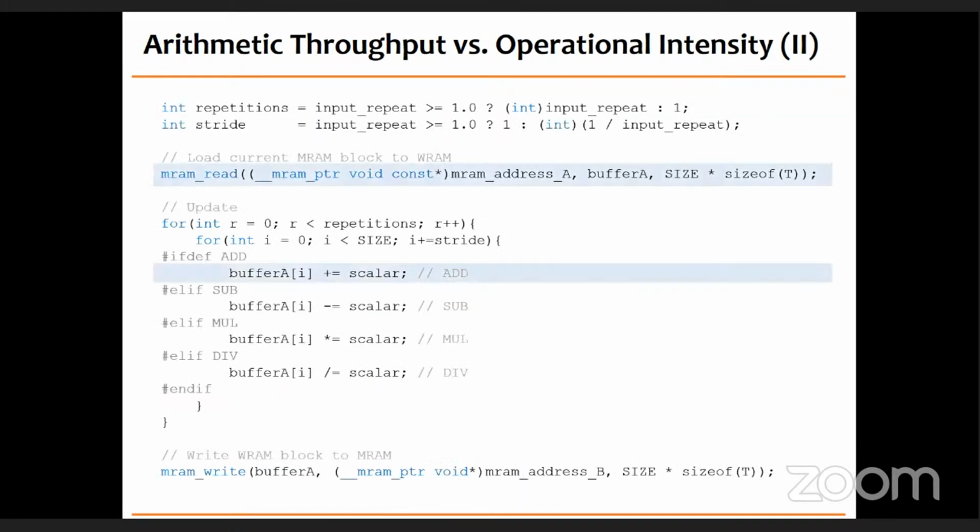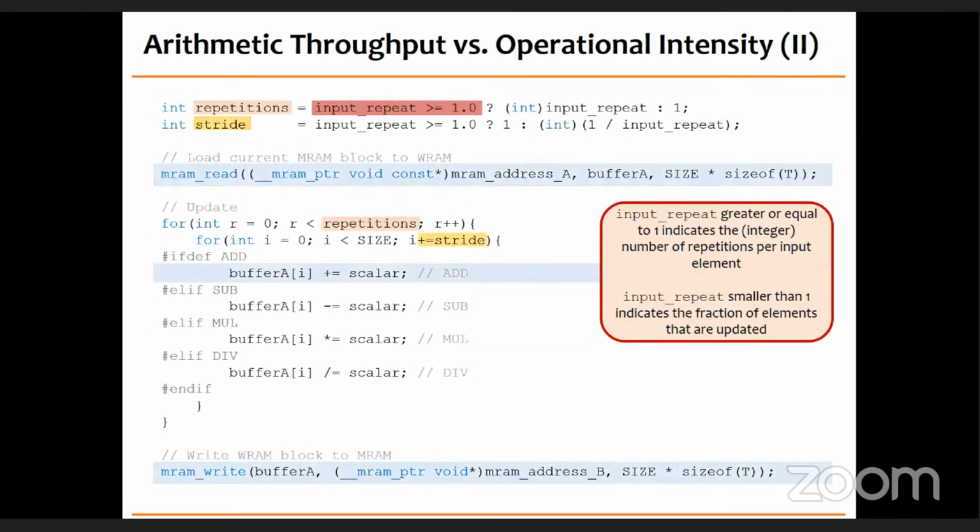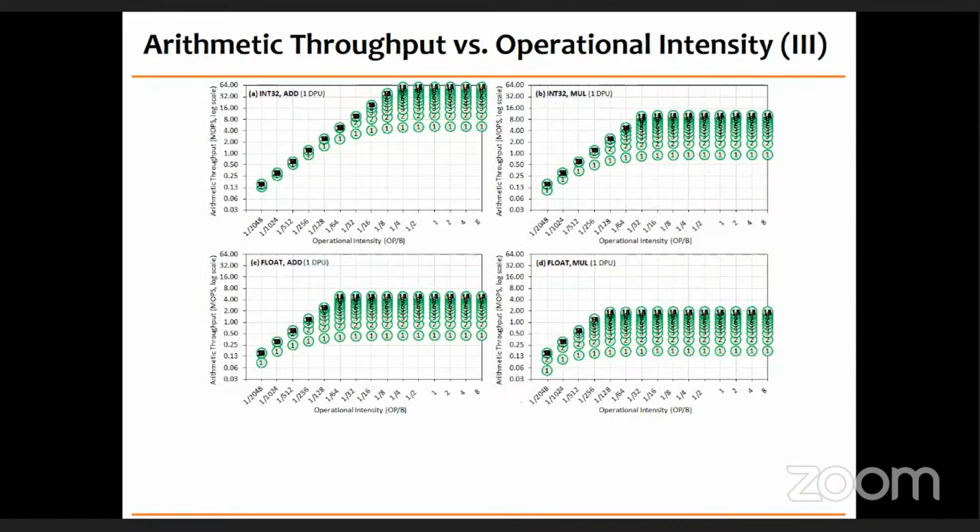So, this is the microbenchmark. I think we can skip it, but essentially what you can see is MRAM read, MRAM write, and in the middle we have a number of repetitions, which is the number of times that we execute the same operation on the same data to change, or increase, the operational intensity.